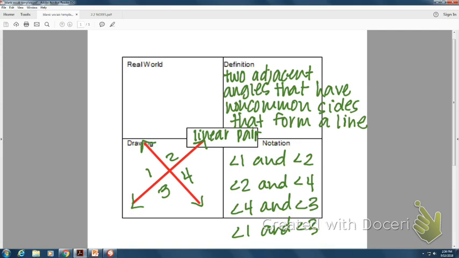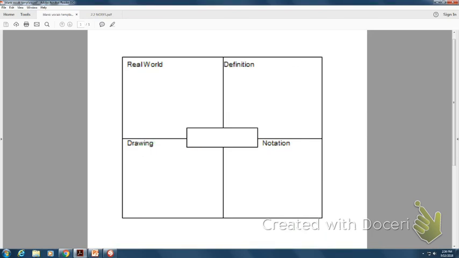Are they always right angles? No. They can be anything. Like that could have been 179 degrees and 1 degree. It does not have to be right angles. Questions about linear pairs? Okay, next one is vertical angles.